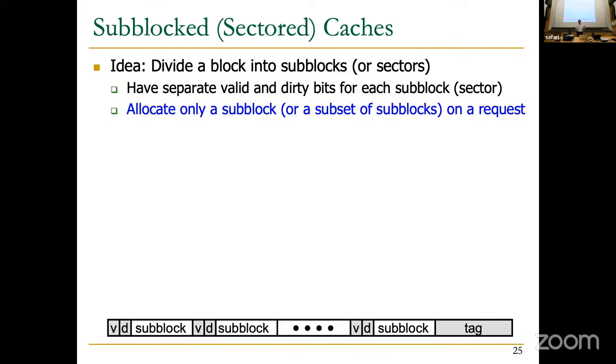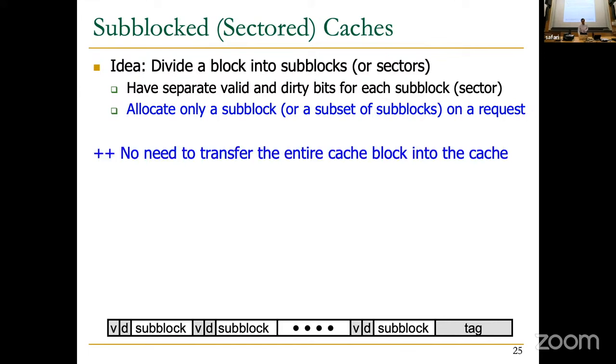You don't need the old data that was there. Okay, hopefully that makes sense. So the huge benefit of this is no need to transfer the entire cache block into the cache. You can just write to a sub-block, and then you can write back the modified sub-block later on, and then merge the data. So that's good. A write simply validates and updates a sub-block, basically.